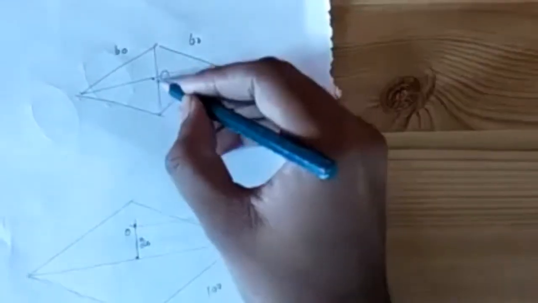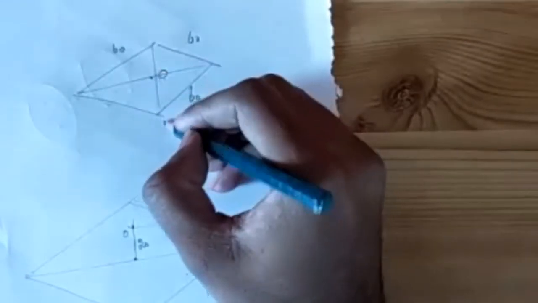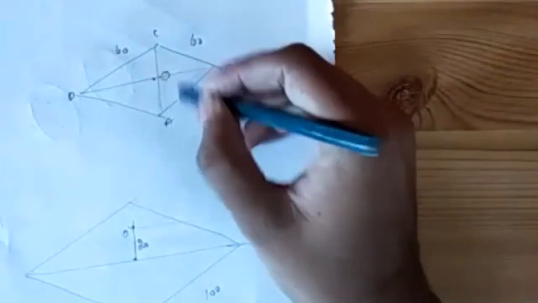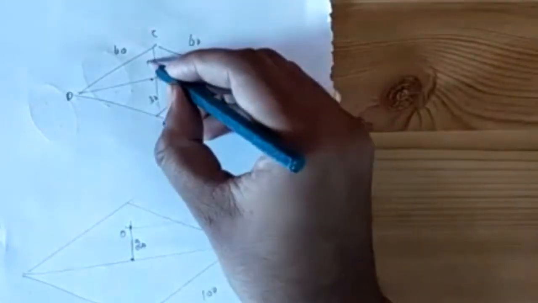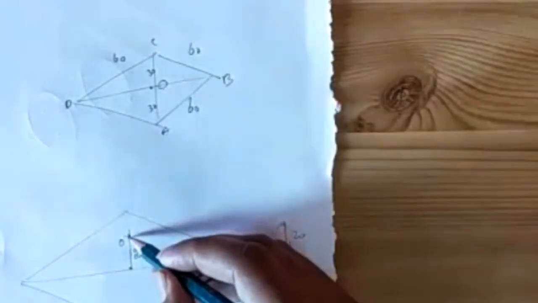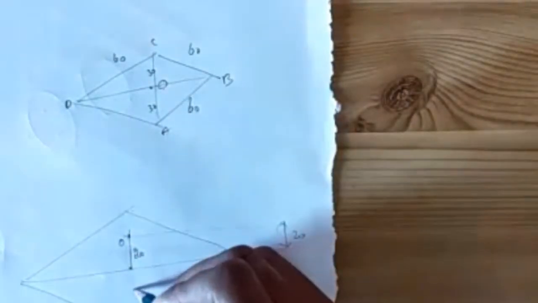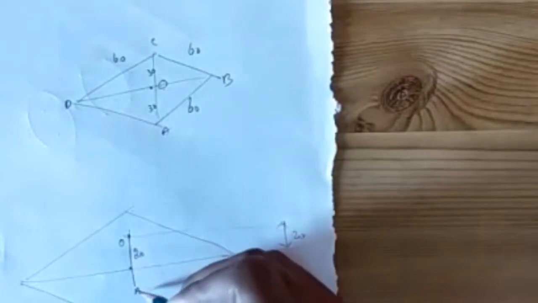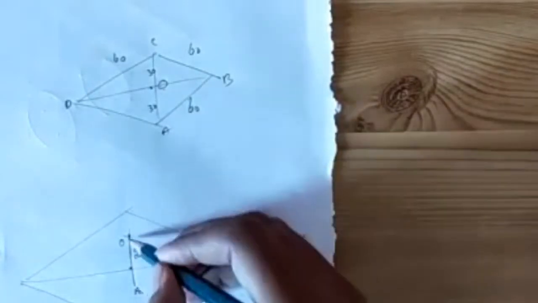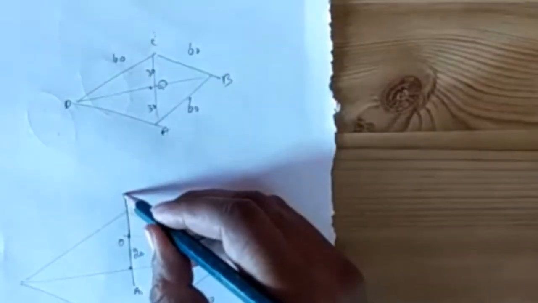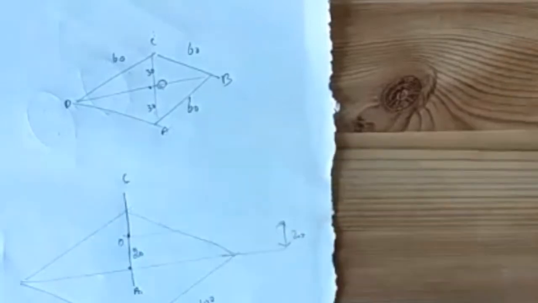Now let this be A, B, C, and D. The distance from O to A will be 30 and O to C will be 30. So what I'll be doing, from the point O, towards down, I have to take 30 mm. This will be point A. Similarly, from the point O to C, it is 3 boxes above. So this will be point C.